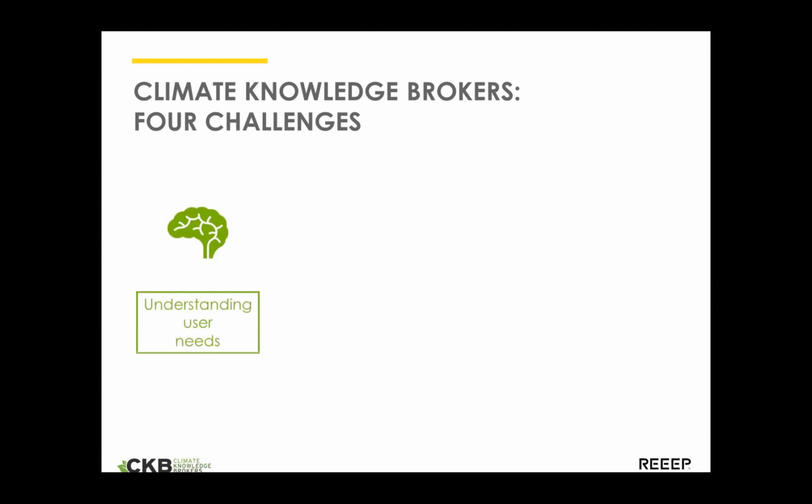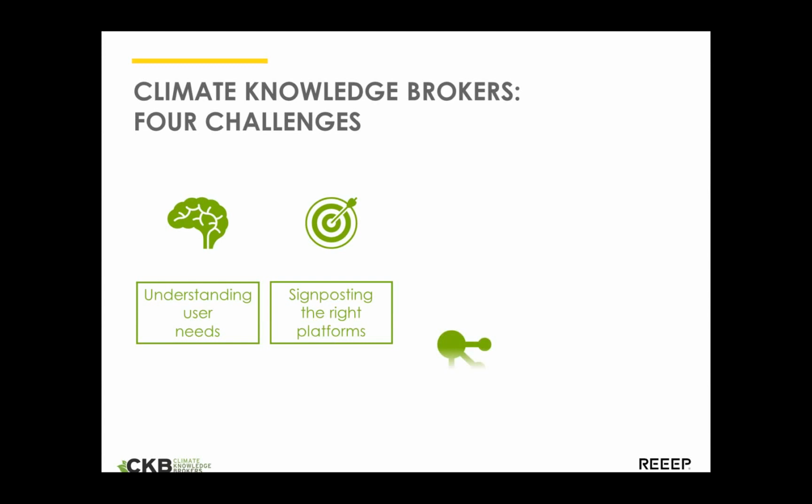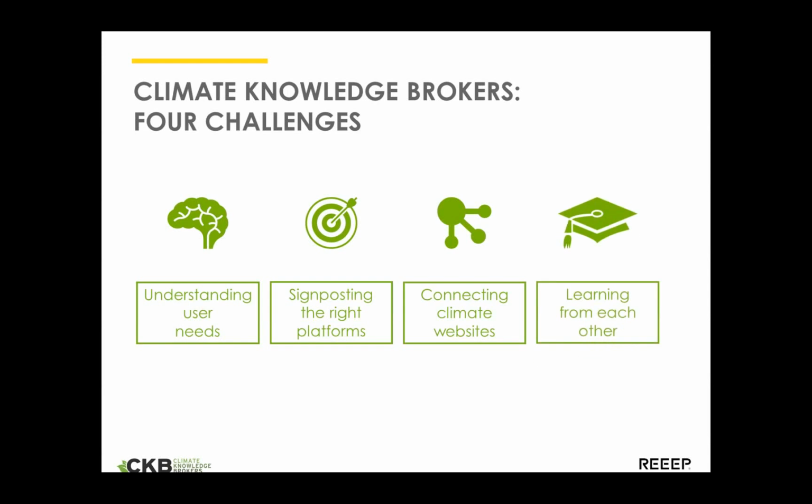The first one is we need to understand our users well, and I've already touched on this. I think this is an absolutely essential thing. The second one is we need to help users of climate information to find the right platform where they can find the information that they need, which we call signposting the right platforms. The third one is about connecting climate websites, which is basically the topic of the webinar today. And the fourth one is we need to be very effective in learning from each other on what we are doing and how we are doing it.